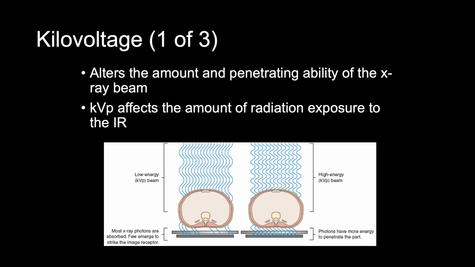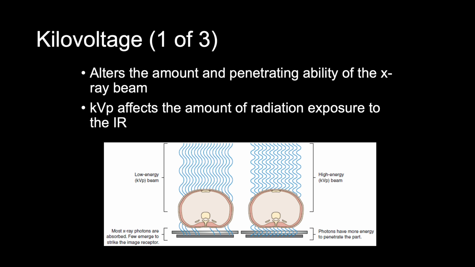Kilovoltage, kVp, alters the amount and penetrating ability of the X-ray beam. kVp affects the amount of radiation exposure to the IR. So looking at this figure here, this is kVp and radiation exposure. Increasing the kVp increases the penetrating power of the radiation, and it also increases the exposure to the image receptor.